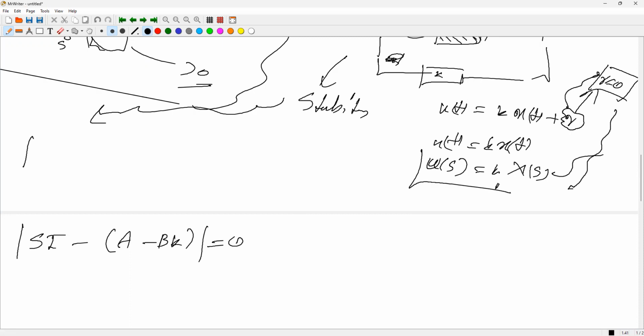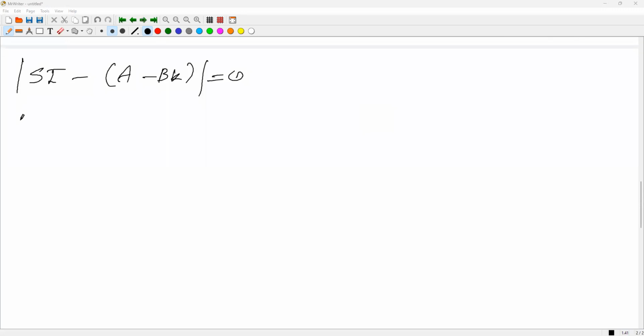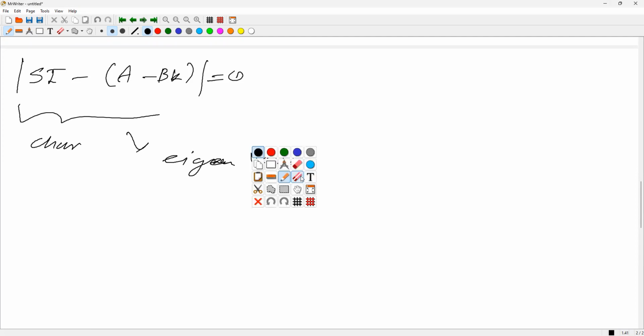We simplify those equations to this format: u is equal to k plus k times x. This is our characteristic equation, the new one. Then we can find the eigenvalues. We can say the real part should be negative, and it can't be a purely imaginary value. We can find whether this is stable or unstable.